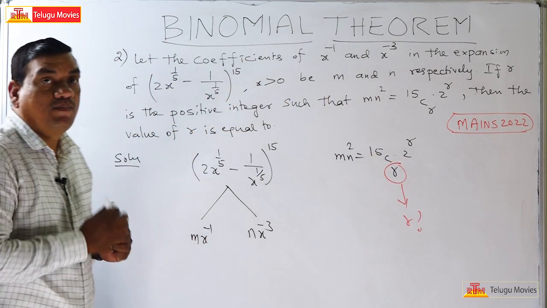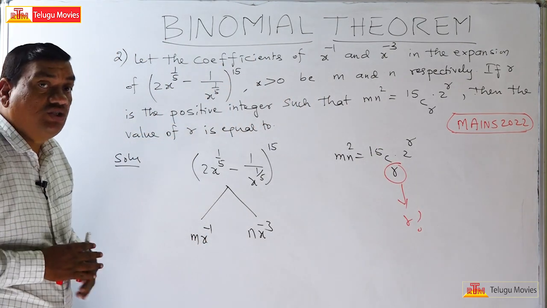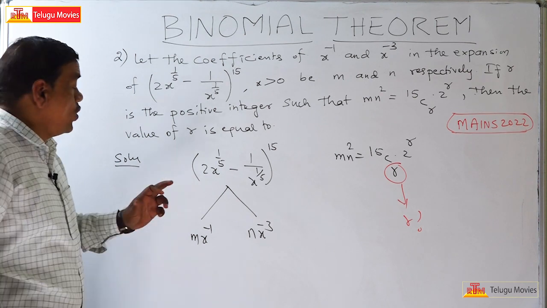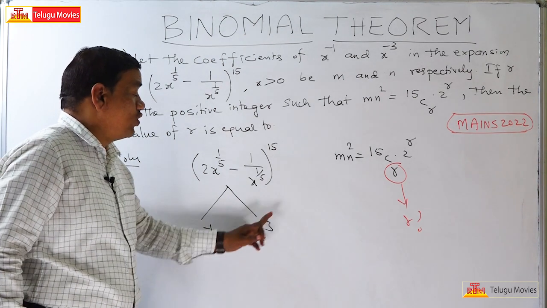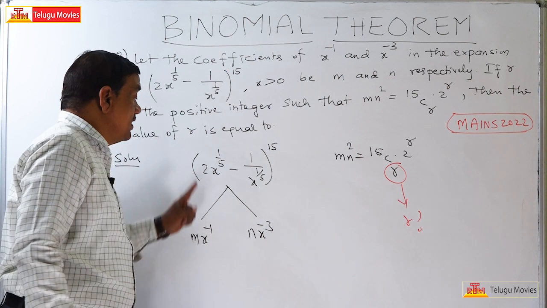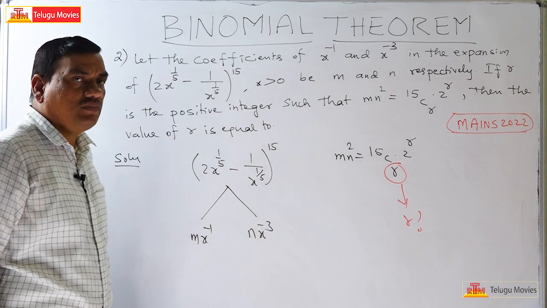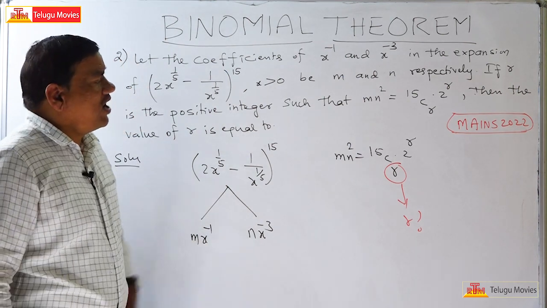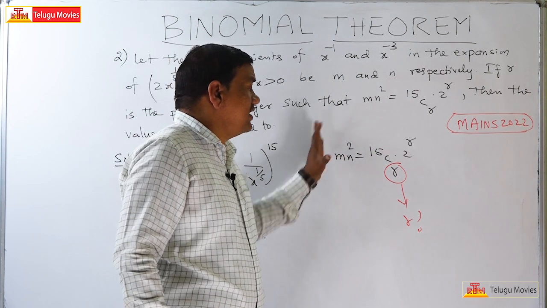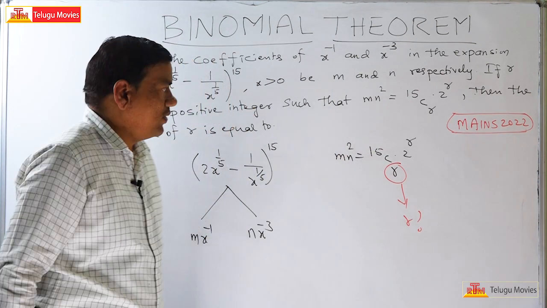Understand? So, this is the problem. Now, first we will find the coefficient of x power minus 1 and the coefficient of x power minus 3 in this expansion. Then afterwards we will substitute the m and n values, and then we will get the r value. Okay, no problem.